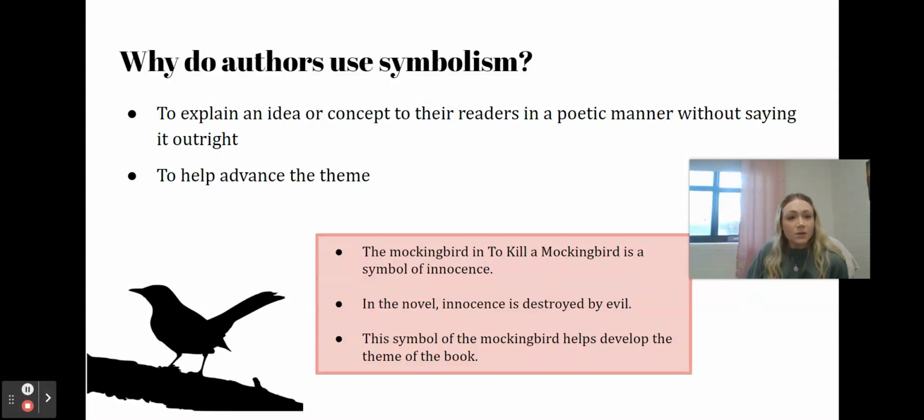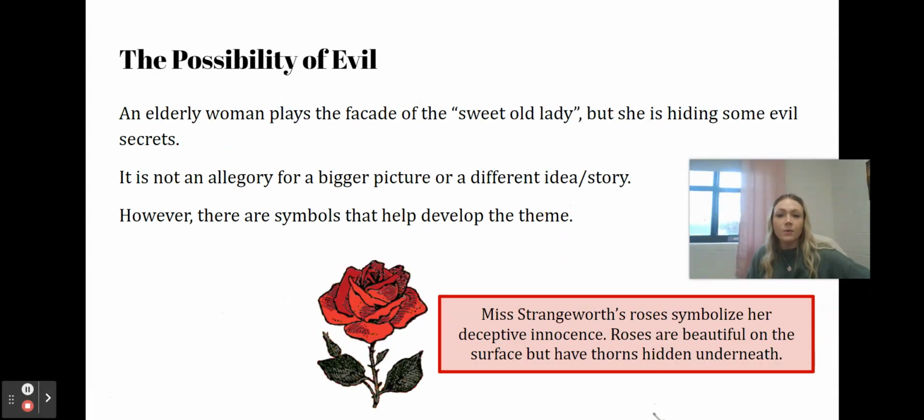So in To Kill a Mockingbird, which we read last year, the mockingbird is seen as a symbol of innocence. Innocence is destroyed by evil, and the symbol of the mockingbird helps develop the theme of the book. We talked a lot about that last year, and the possibility of evil. So we just read this together.